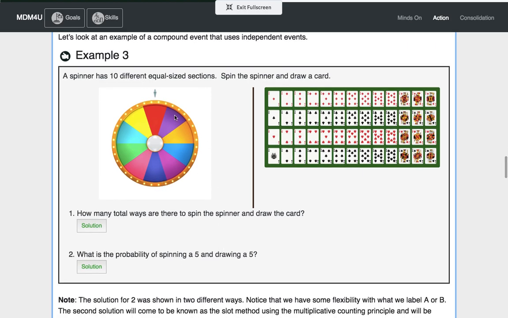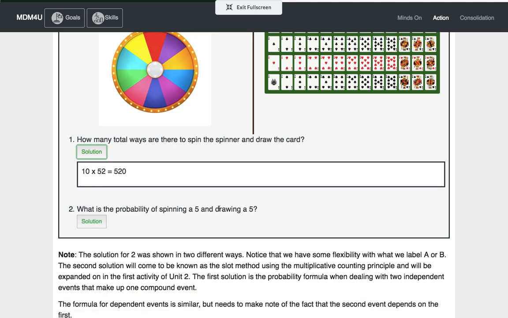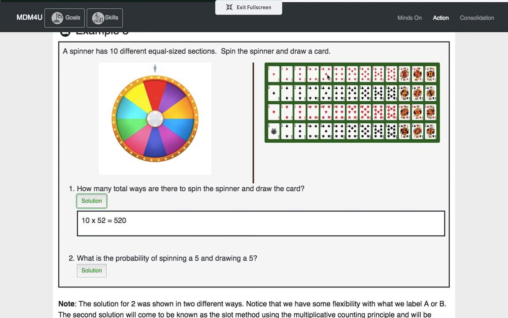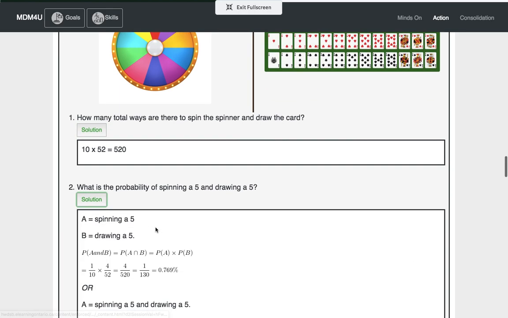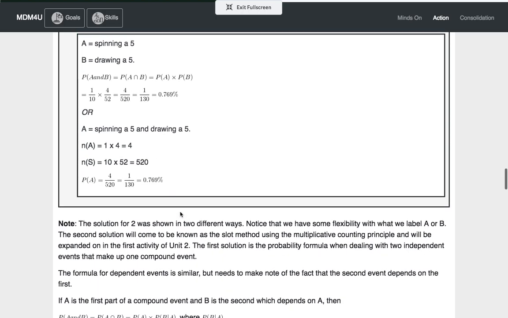An example down here is talking about a spinner. You have 10 options, and over here you have 52 cards in a deck. So how many options do you have in total? Well, you can see the solution here. And what's the probability of spinning a 5 and drawing a 5? Let's say this blue is a 5. So you have a 1 in 10 chance of spinning on that blue. Similarly, you have 5 of diamonds, 5 of clubs, 5 of hearts, and 5 of spades. So you have a 4 out of 52 chance of drawing a 5, and you can see the math here behind it, and in total you get 0.769%.